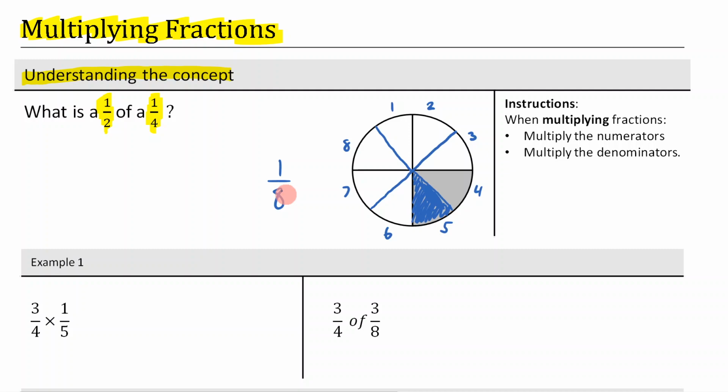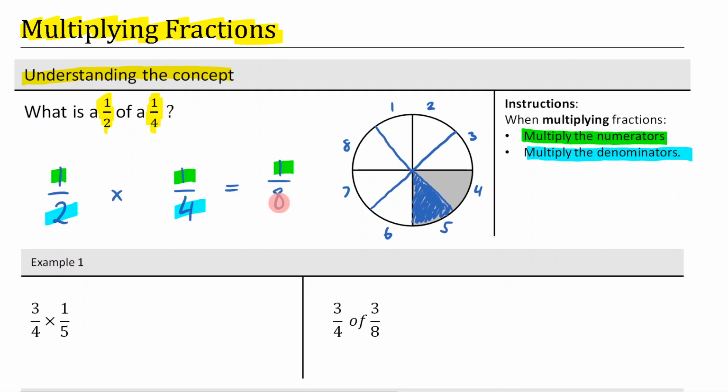Now, we can think of the calculation that we had to do in order to arrive at this. We had a half of 1/4, and that was equal to 1/8. Well, what we did is we timed these two things together. We went 1 times 1 is 1, 2 times 4 is 8. So this is the really important thing here. When multiplying fractions, multiply the numerators. So we went 1 times 1 is 1. And when multiplying fractions, you multiply the denominators. 2 times 4 is 8. And that's the process that we went through in order to achieve it.